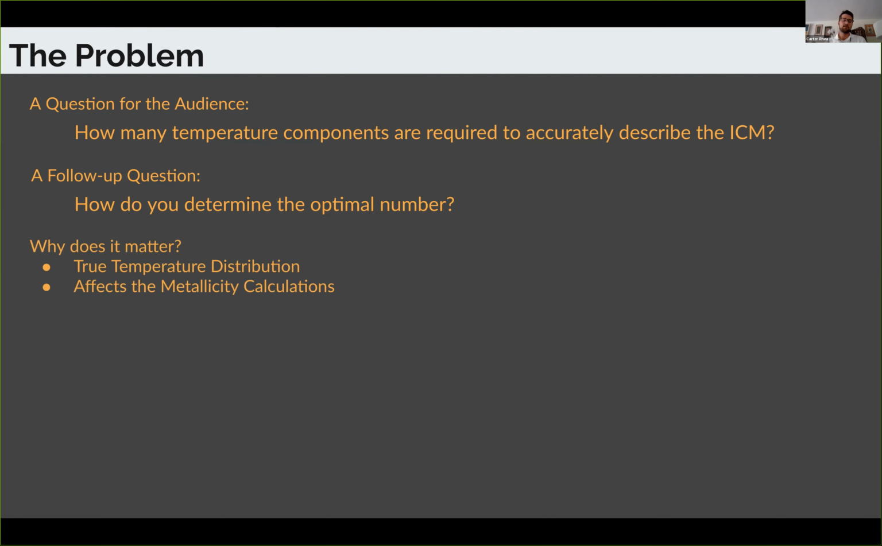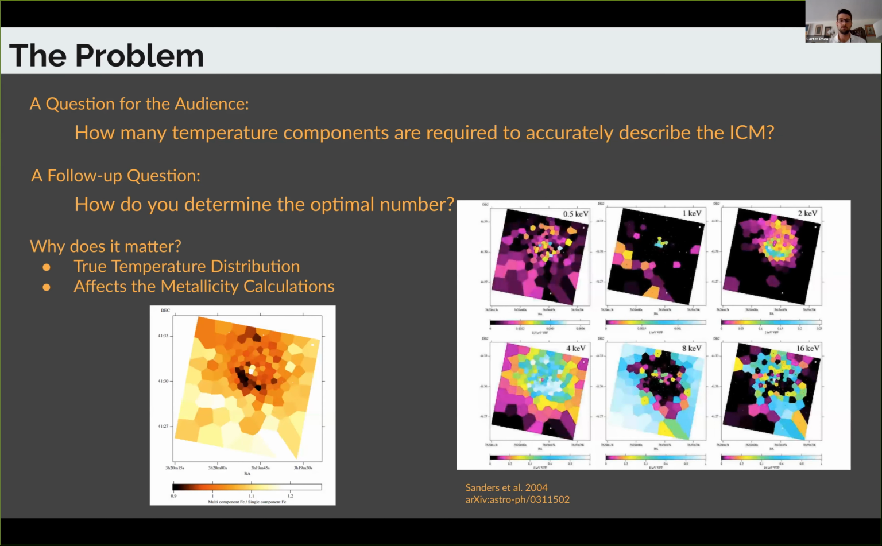And of course, finally, you need to ask yourself why this matters. Do we really need to know the optimal number of thermal components, or can we get away with estimating 1 or 2 thermal components? First off, we're very interested in the actual true temperature distribution.